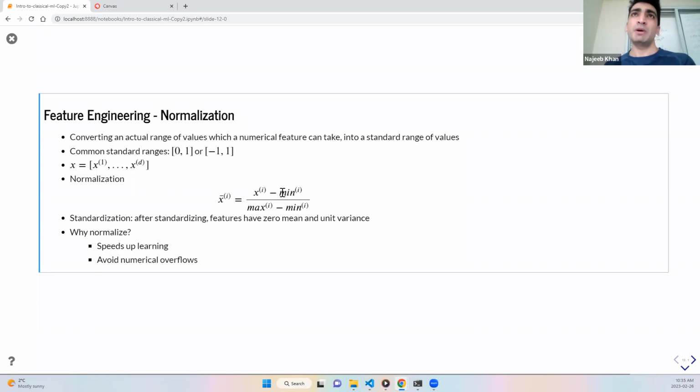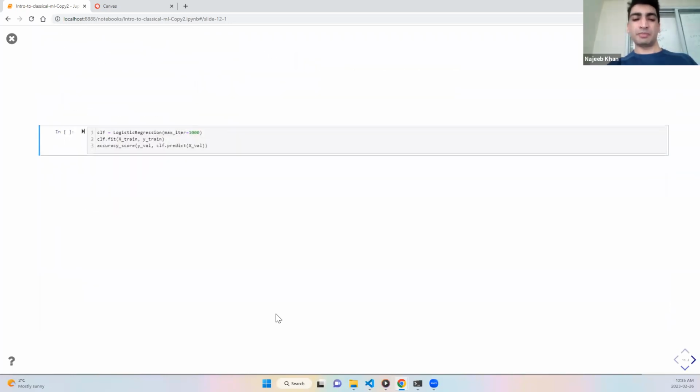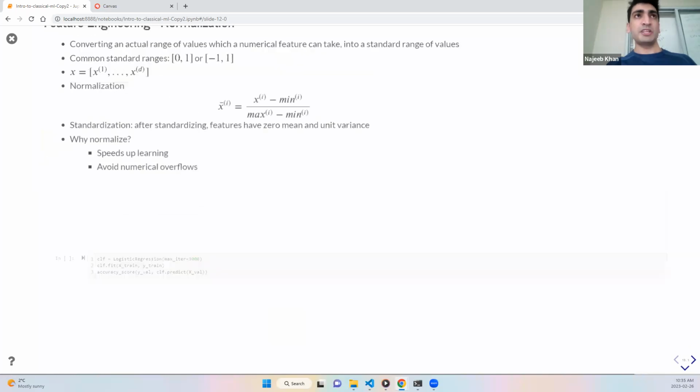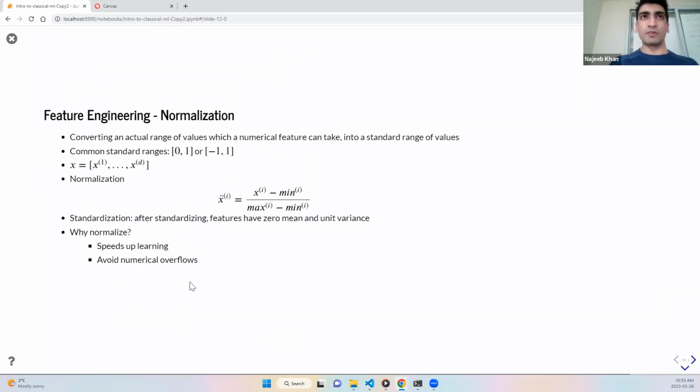We find the minimum of the whole data set for that feature, and then we subtract the minimum. This guarantees that the minimum will always be 0 after normalization. Then we divide by the maximum of that feature minus the minimum of that feature. This guarantees that the maximum of the normalized value will be equal to 1. This helps in speeding up the learning and avoiding numerical overflows.